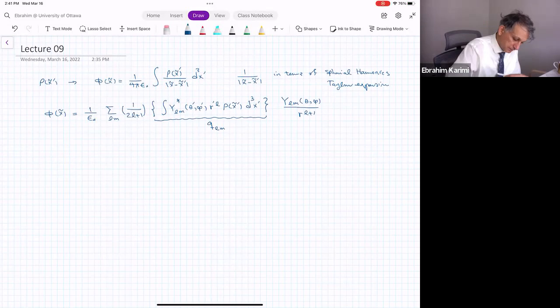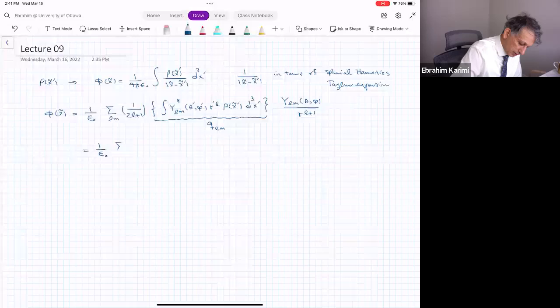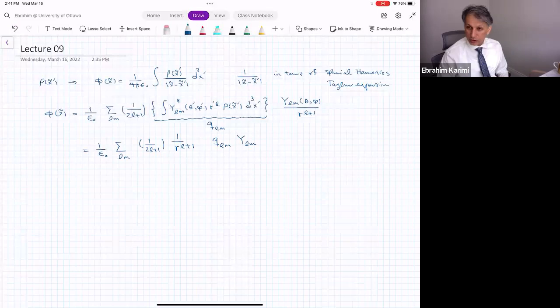So then indeed, the potential that we had was, in terms of LM, 1 divided by 2L plus 1, 1 divided by r to the power of L plus 1, and then we had Q_LM, Y_LM. And here, we discussed the situations and compared them to the Cartesian coordinates, but it's good to just review it.